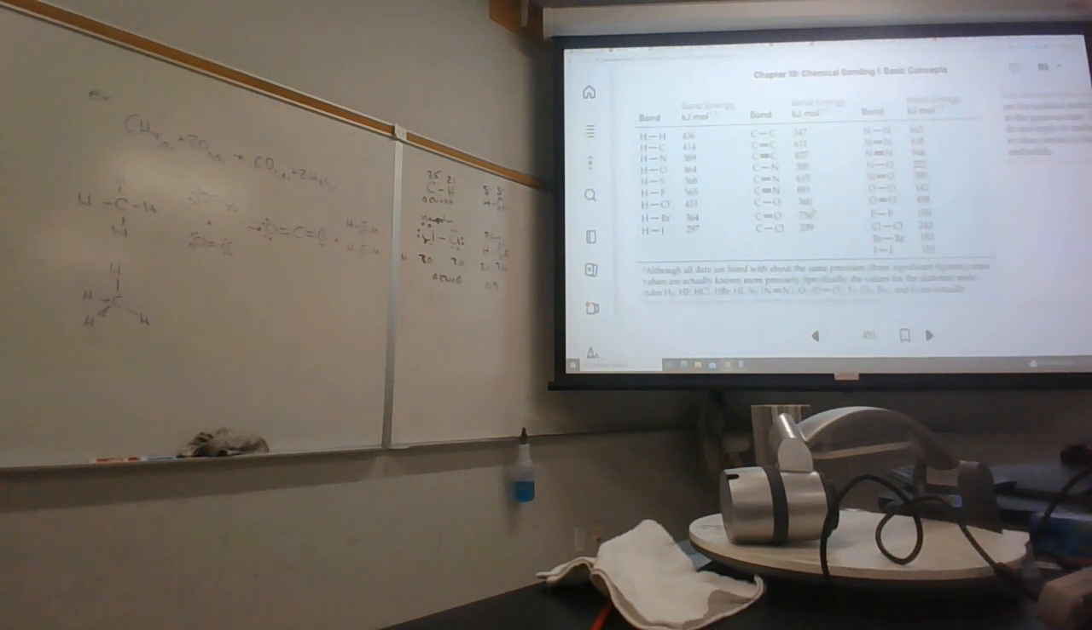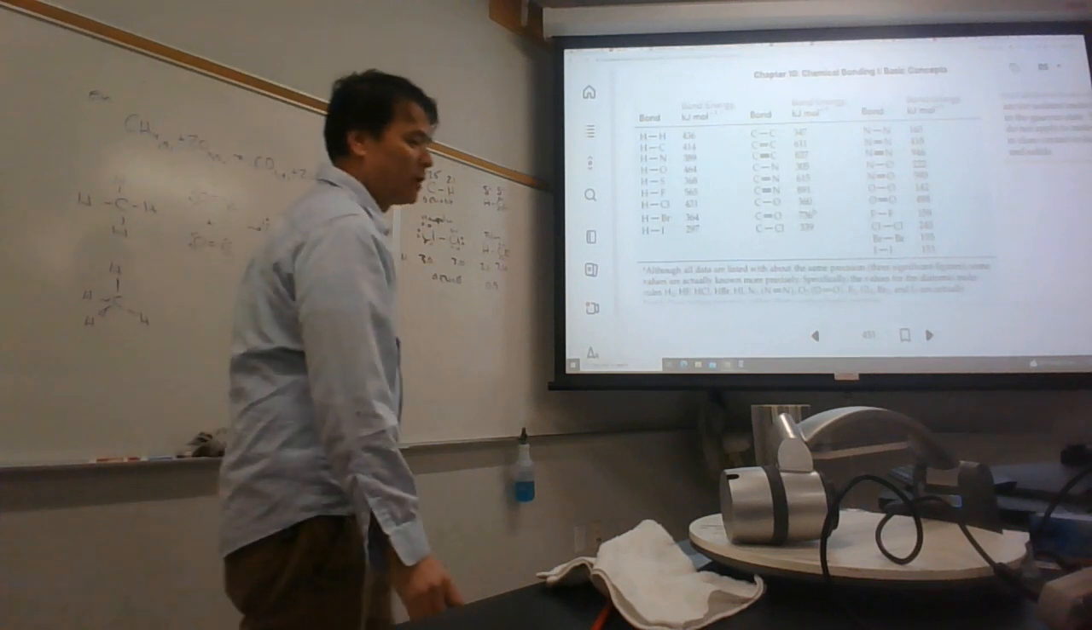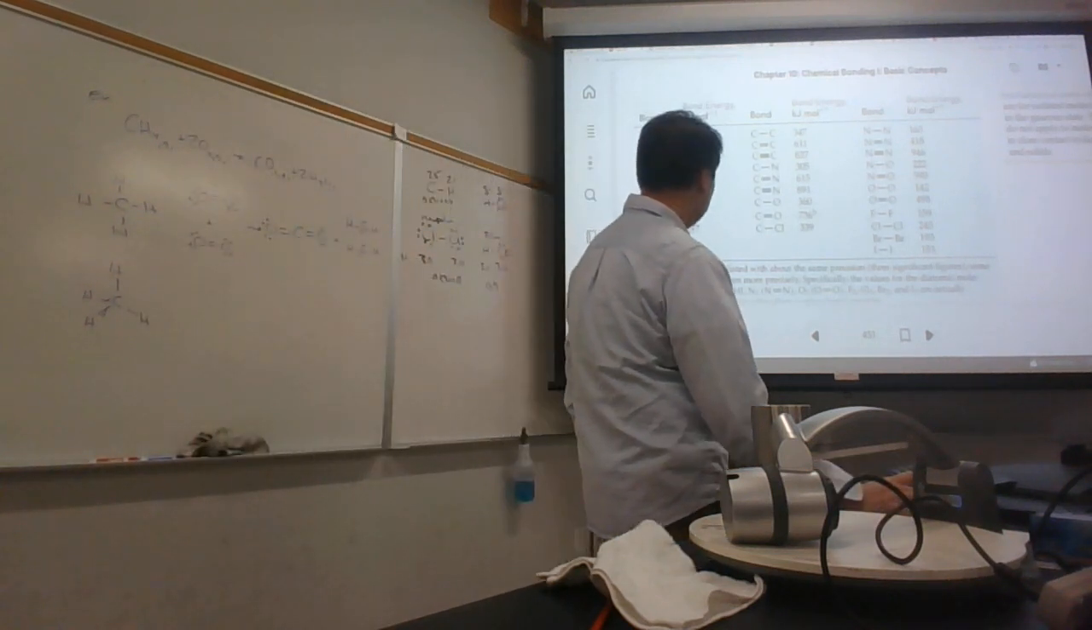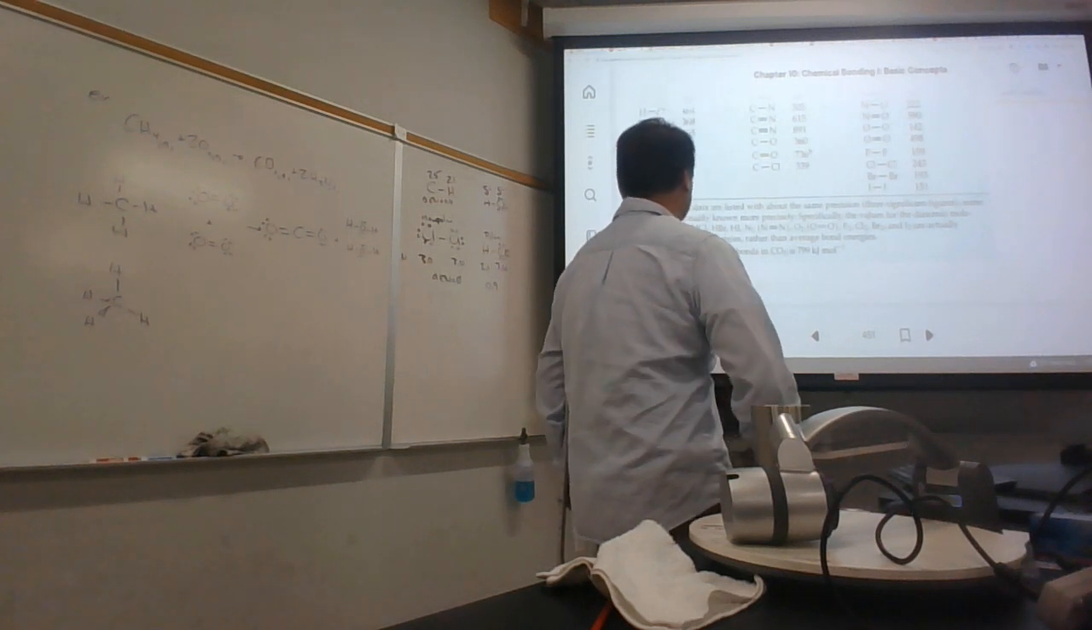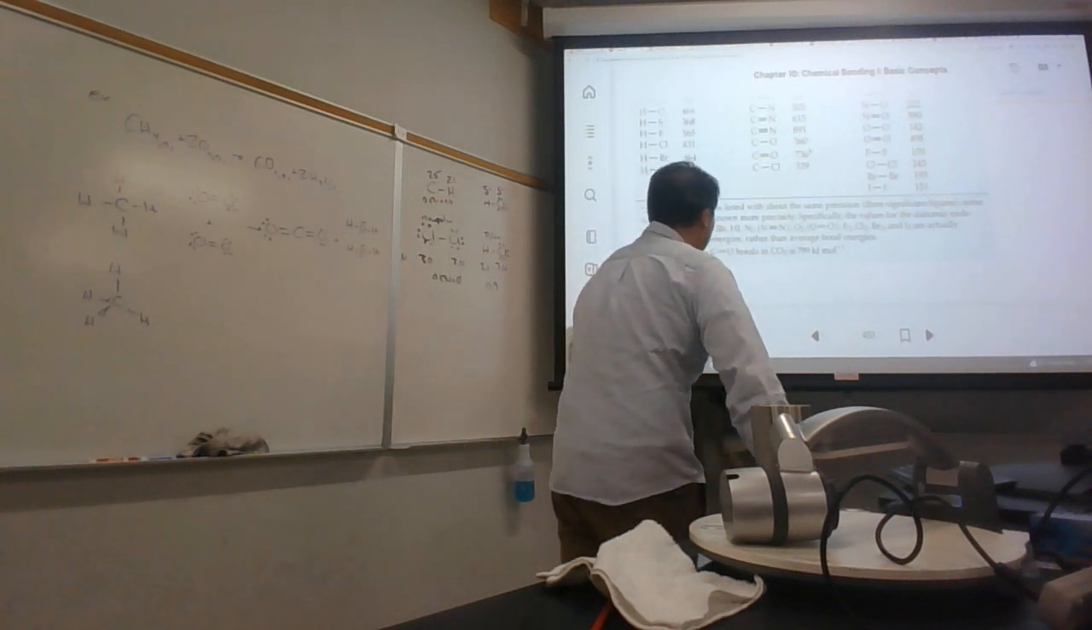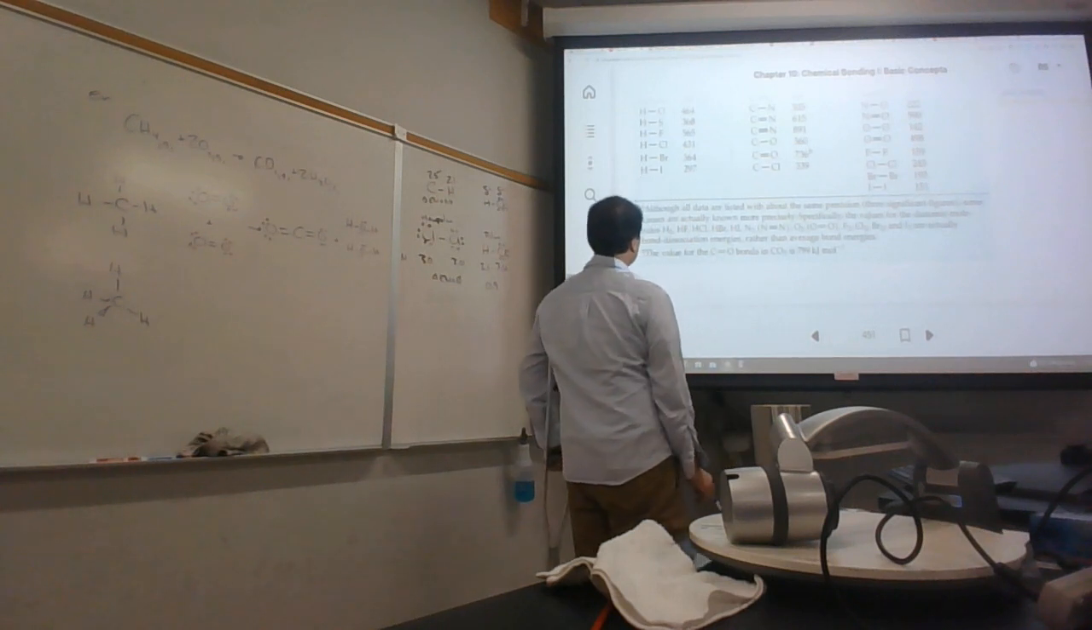Minus, okay, what are the bonds that we're forming? We're forming two carbon-oxygen double bonds at 736. What's B? I'm not sure what B is. Let's read what B is. It's surprising how many people don't read the footnotes to the table. You shouldn't be; this is a comment I have heard over and over.